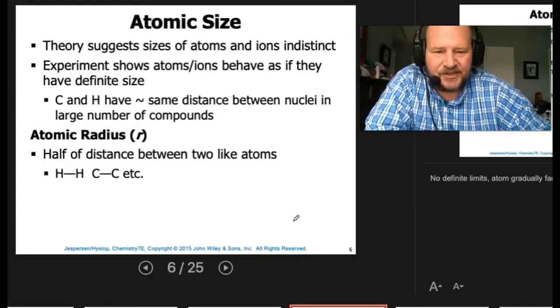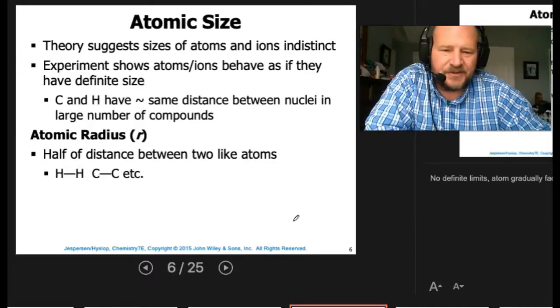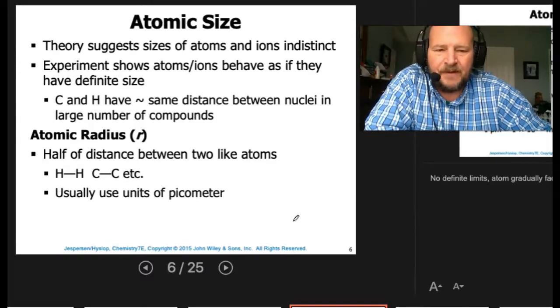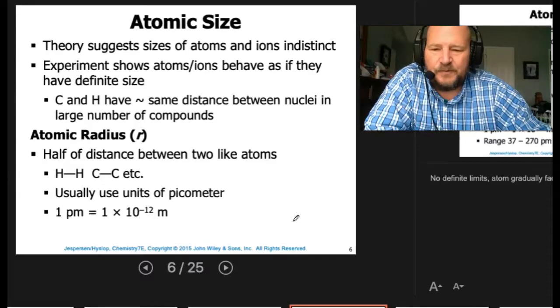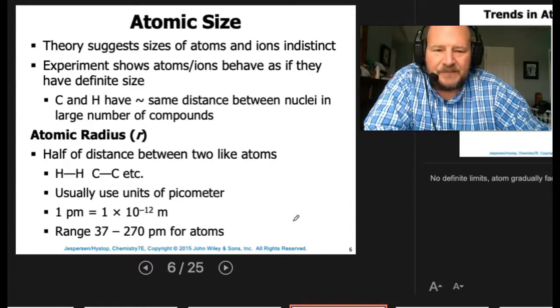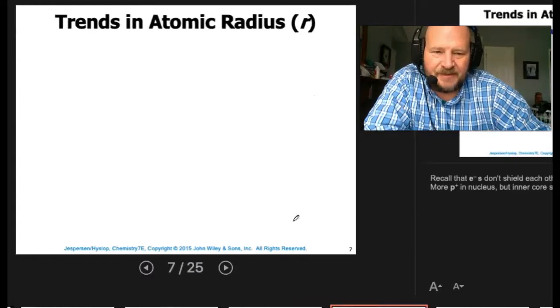So in other words, we're going to take H2 and measure the distance between two hydrogens. We'll take C2, and measure the distance between two carbons. Now, usually we'll use units of the picometer. So 1 pm is about 1 times 10 to the negative 12 meters. Okay? And atoms will typically range between 37 and 270. Not worried about that. What I'm worried about, you all understanding, is the trends in the atomic radius.